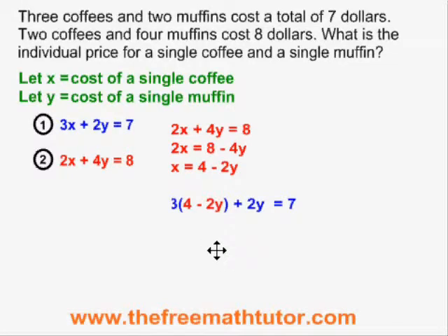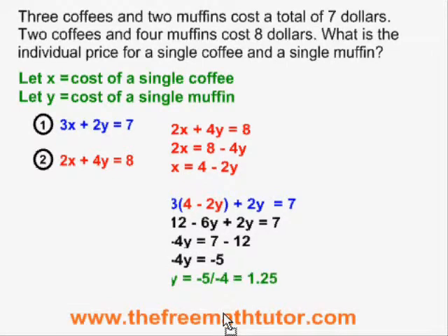3 times 4 minus 2y plus 2y equals 7. Now I just have to use algebra to isolate the y. I get 12 minus 6y plus 2y equals 7. Negative 4y equals 7 minus 12. Negative 4y equals negative 5, and therefore y is equal to negative 5 over negative 4, which simplifies to 1.25.